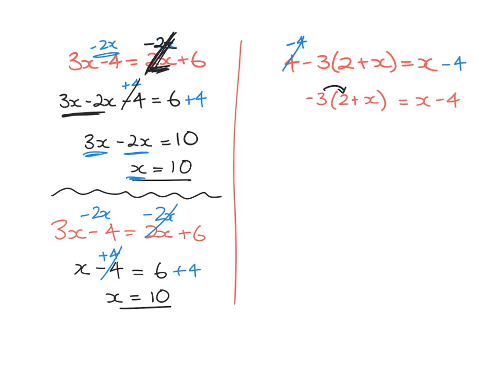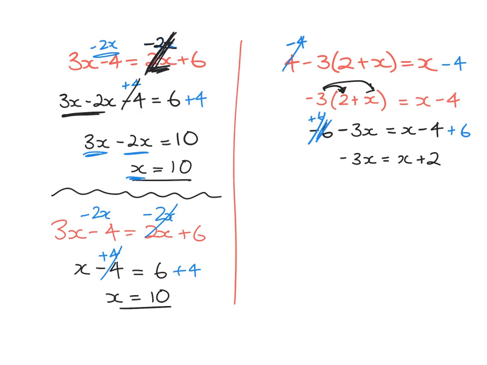So if we expand here, what's negative 3 times 2? Minus 6. Perfect. What's negative 3 times x? Minus 3x. Perfect. And we're equal to x minus 4. We okay with that? Yep. Now, what do you want to get rid of first? The 6. So we're going to add 6 on this side because it's a negative 6 here. So they will cancel. And we're left with negative 3x is equal to x plus 2.